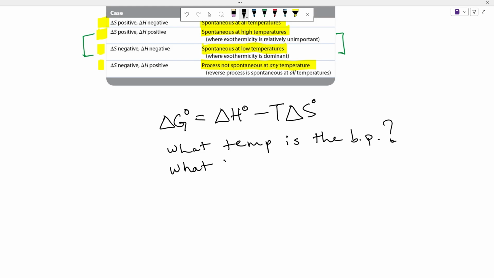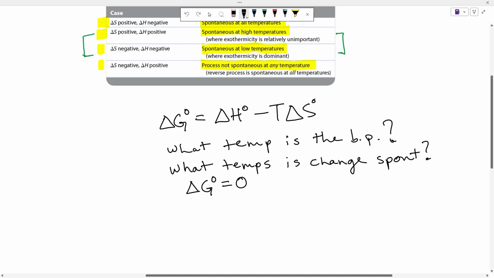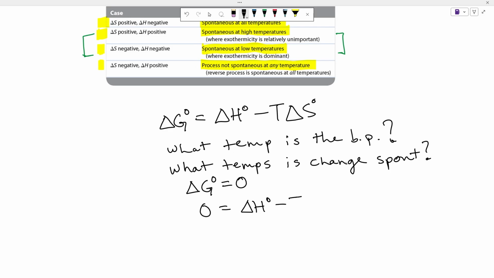Or what temperatures, so we could say a range, and then we would have an inequality on our hands. At what temperatures is something, let's just say change, spontaneous? In both cases, what we would do is we would set delta G equal to 0. And specifically, if you wanted to know when the change is spontaneous, rather than say 0 equals delta H minus T delta S, we could say delta H minus T delta S, when is that less than 0, right?